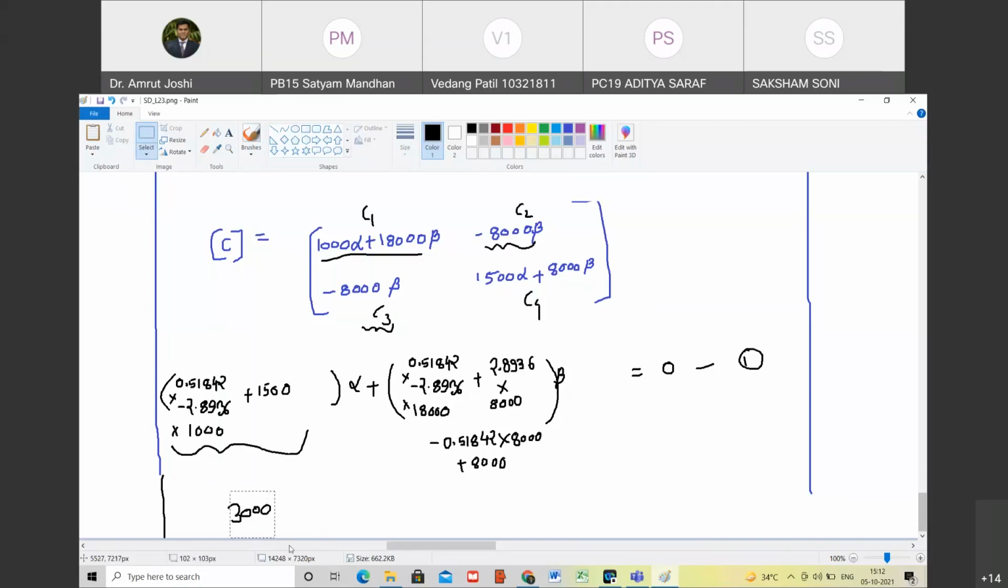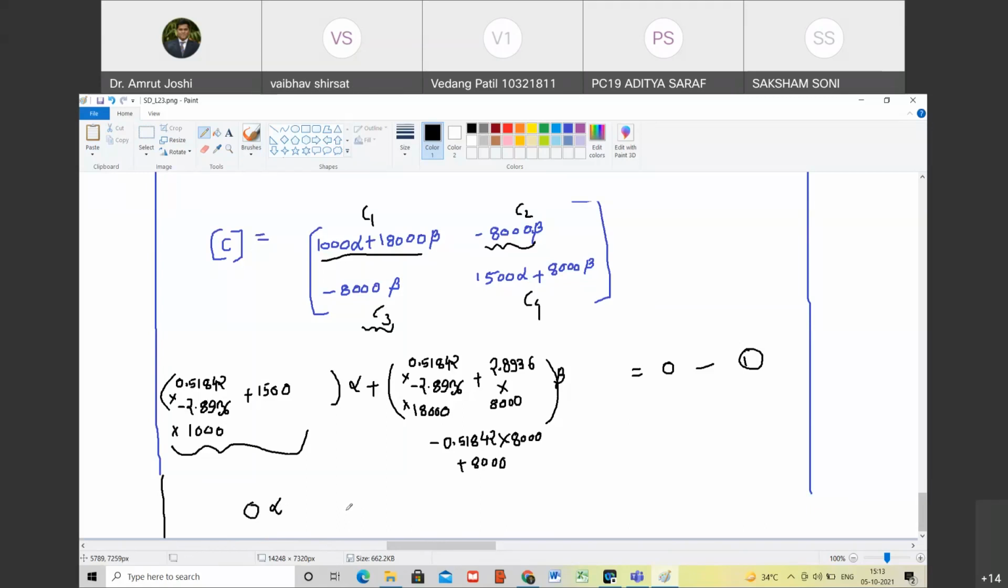The 0.51842 into minus 2.8936 into 1000 plus 1500. कितना आ रहा है? ये कितना आ रहा है? Minus 1500. This 1500 is okay. So this is 0 times alpha. Happy? Yes, sir.